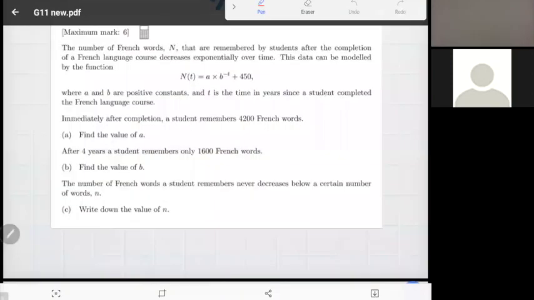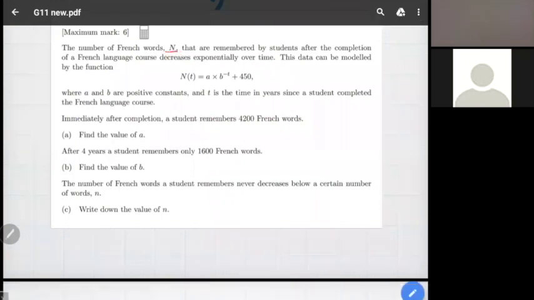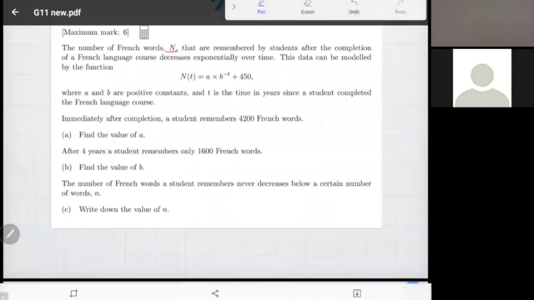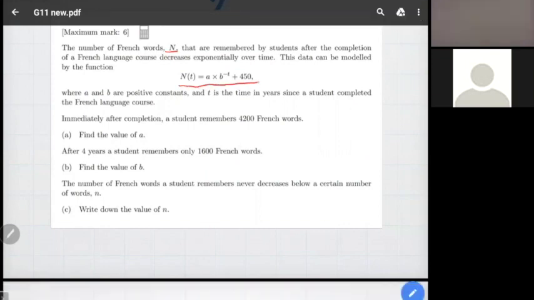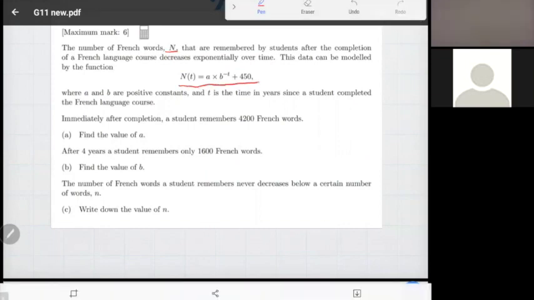It is an exponential decay question. First of all, we need to read the problem to understand what is going on here. In this question, the number of French words, shown as n, that are remembered by students after the completion of a French language course decreases exponentially over time. This data can be modeled by the function like that. So this function shows us how to relate the number of French words with the time.